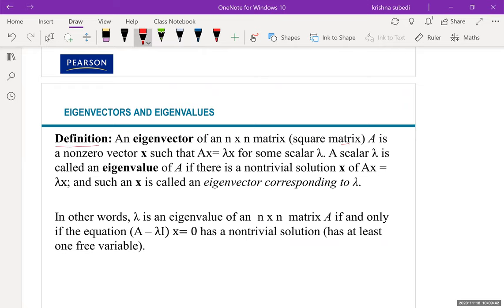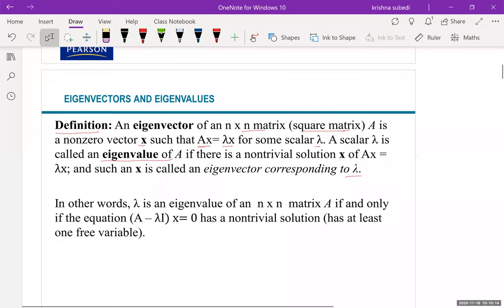An eigenvector of an n by n matrix A, which is of course a square matrix of size n by n, is a non-zero vector x such that Ax equals lambda x for some scalar lambda. A scalar lambda is called an eigenvalue of A if there is a non-trivial solution x of Ax equals lambda x, and such an x is called an eigenvector corresponding to eigenvalue lambda.